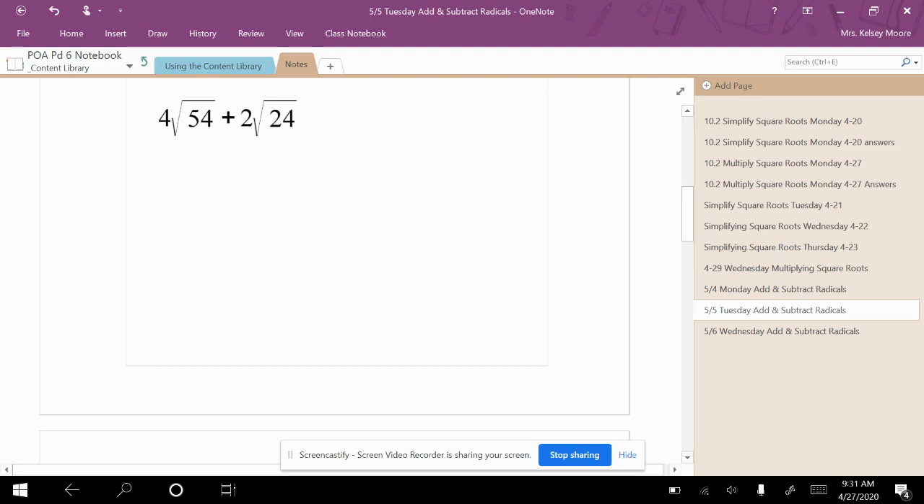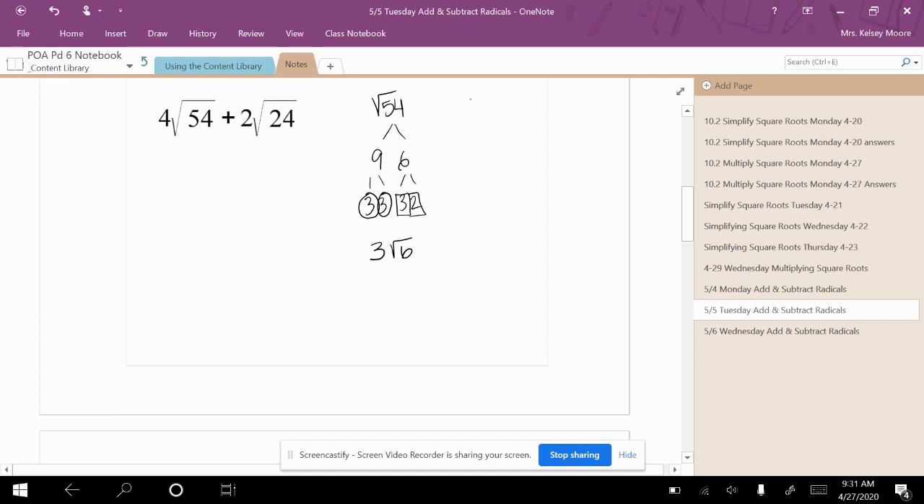So we have to make them be like radicals. Remember from last week, the square root of 54 can be broken down. So let's go ahead and do that. You have 9 and 6. And then the 9 breaks down to 3 and 3, and the 6 breaks down to 3 and 2. And then remember, I'm going to circle my pairs. So my pair is 3. And then I'm going to box my single numbers. And I would get square root of 6.